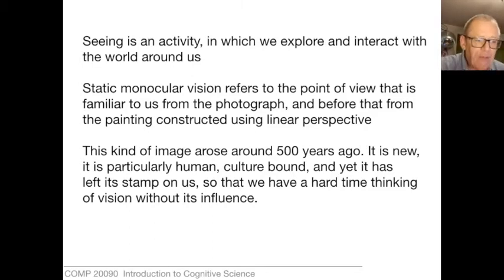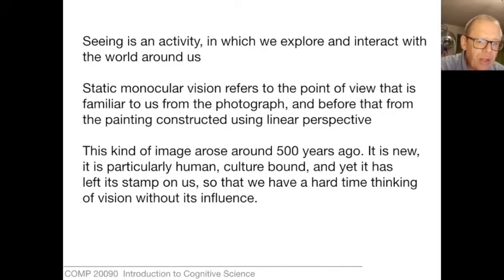The photograph hugely changed us. The photograph is an image collected from a single fixed viewing point, what I'll call static monocular vision. So one eye, fixed point, no movement.